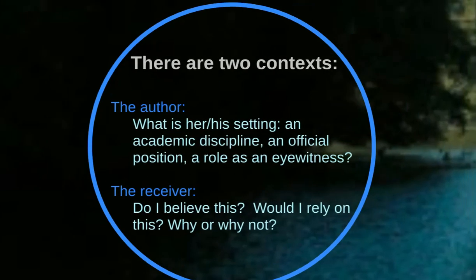So these are the two contexts. First of all, the author. What is his or her setting? That could be an academic discipline. Perhaps the person is a university professor. An official position, maybe it's the mayor or the governor or something like that. Or an eyewitness, someone who actually saw what happened. The receiver is the other context, and the receiver has to ask, do I believe this? Would I rely on this? Why or why not? That last question is very important.